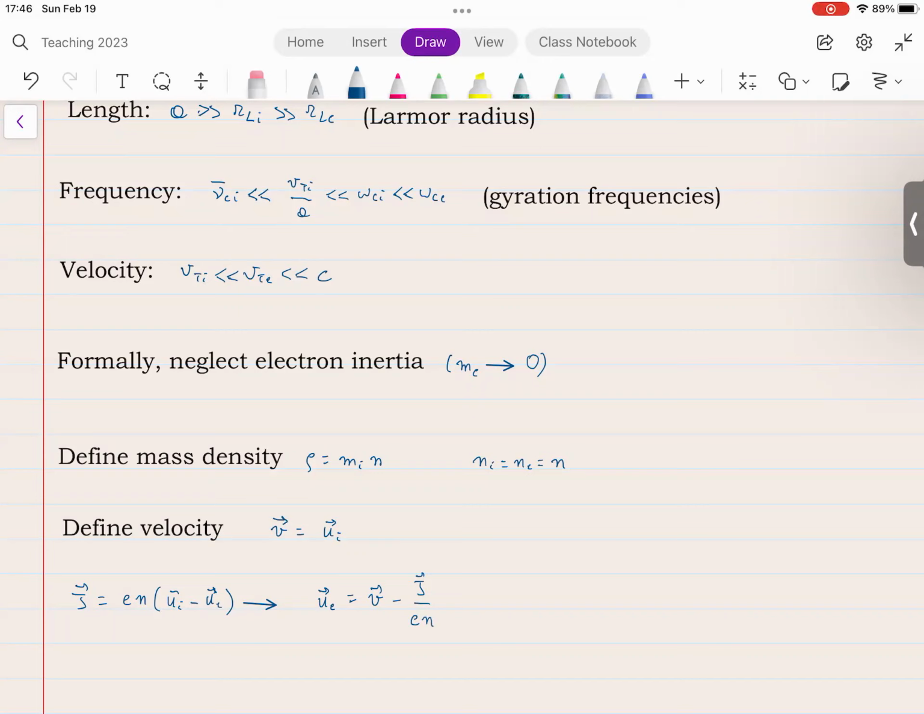And that's the solution. It's going to be V minus J over E times N. So this is going to give me the velocity of the electrons.